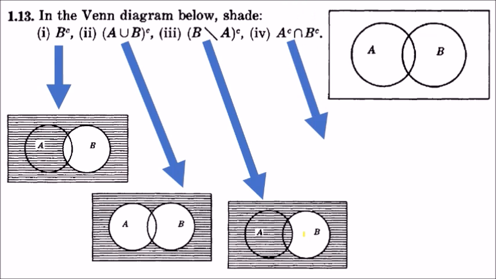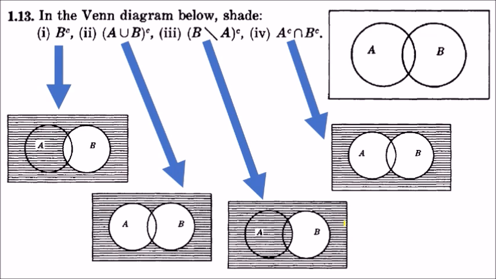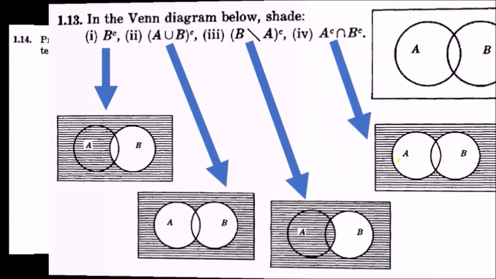And then last, we have here the intersection of A complement and B complement. A complement is what is outside of A, and B complement is likewise what is outside of B. So let's intersect them. Everything outside of them is their intersection. Of course, the complement of A includes B, and the complement of B includes some part of A. But the question is the intersection of the two, so it is what is outside of both.